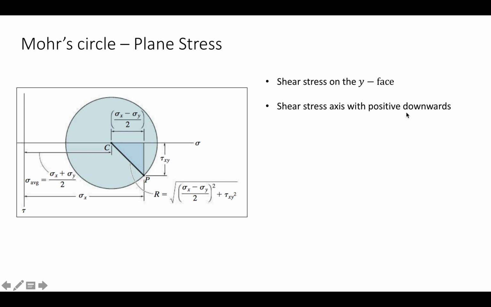The shear stress with positive downwards, it's better to do it this way because it makes it simpler for us, because you get a 2 theta angle here, and if the positive is downwards, the orientation of this 2 theta will be the same orientation that you rotate the circle. So it makes it simpler for us if you put the positive downwards. And here you have the parameters after you build the circle. You have the center, sigma x plus sigma y divided by 2. You get the center, which is also called the sigma average.